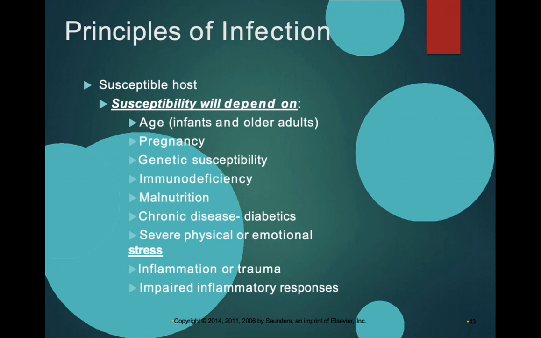Susceptible host or susceptibility depends on a variety of different factors, right? Age, pregnancy, genetic susceptibility, immunodeficiency, poor nutrition, chronic diseases like diabetes, high blood pressure, obesity, and severe physical or emotional stress. Yes, stress is huge. Inflammation or trauma or impaired inflammatory responses. All of these make the individual more susceptible.